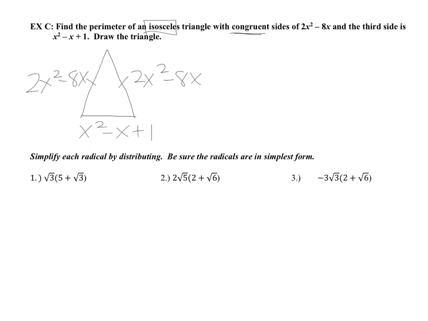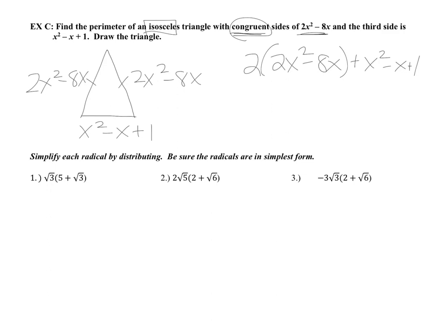So one way you could do this is you could just combine all of your like terms of all three sides, or you could say, oh, well, since I have two congruent sides of 2x squared minus 8x, I could do 2 times 2x squared minus 8x, that would go in parentheses, and then I'm going to add to that x squared minus x plus 1.